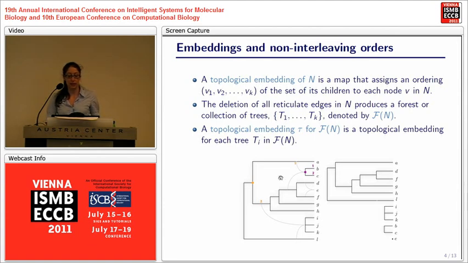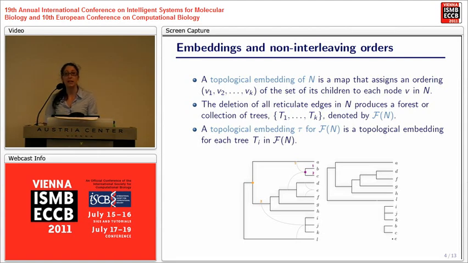Then I will use several times the concept of reticulate edges. A reticulate node is simply a node with more than one parent, and otherwise I call it a tree node. For example, the one in violet here is a reticulate node, and this leaf here is, for example, a tree node. Then the edges that enter a reticulate node are called reticulate edges, so the ones in gray are all reticulate edges, otherwise I call them tree edges.